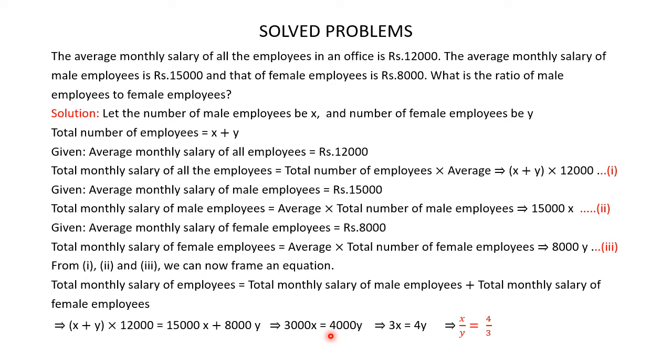On solving, we get 3,000X is equal to 4,000Y. This is nothing but 3X is equal to 4Y. So X by Y is equal to 4 by 3. This means the ratio of male employees to female employees, that is X is to Y, is 4 is to 3.